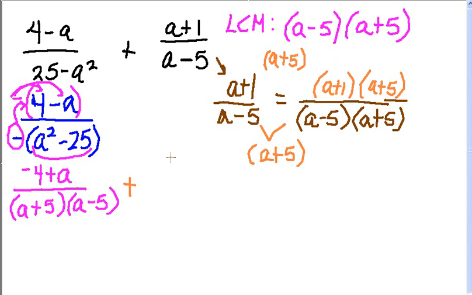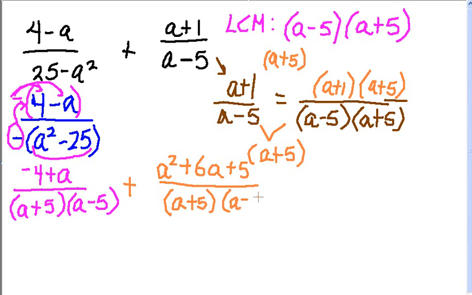A times a is a squared. A times 5 is 5a. 1 times a is 1a, so my second term becomes 6a. And then my last term, 1 times 5 is 5. Okay, and now I have my common denominator of a plus 5, a minus 5. And now I'm ready to actually add these.